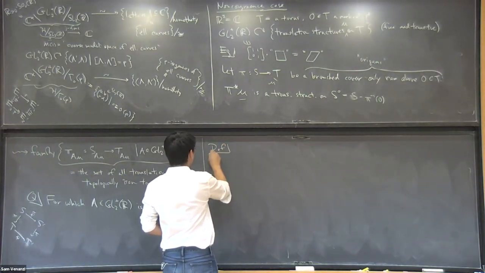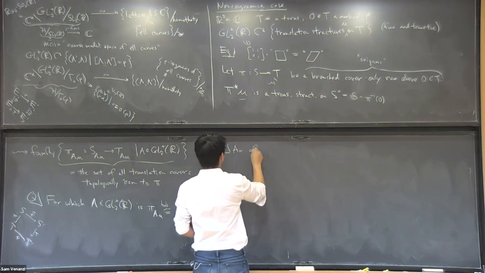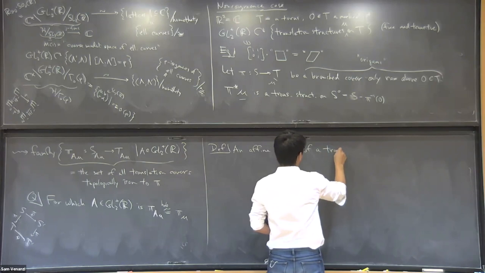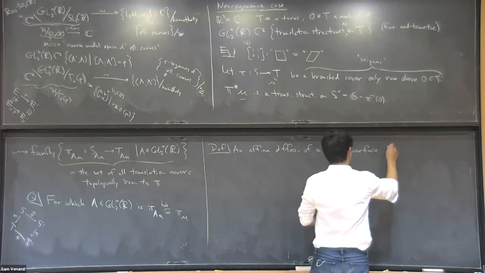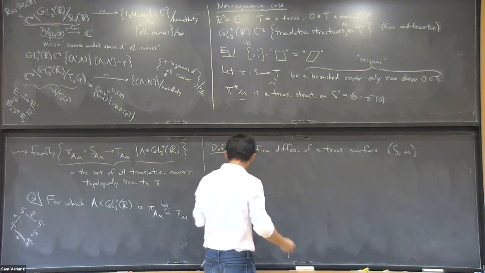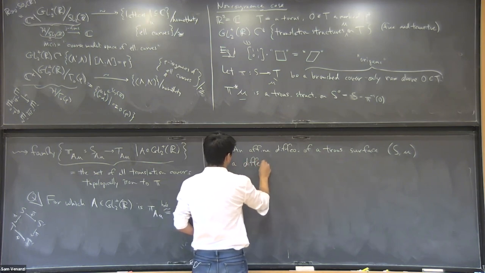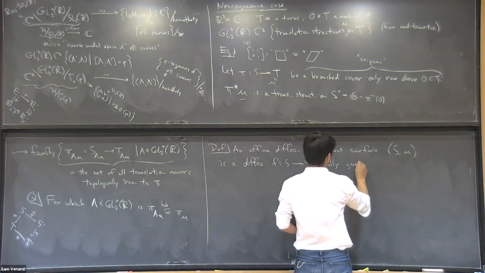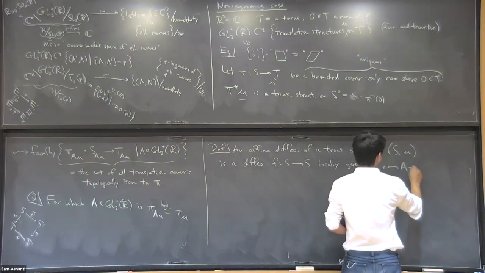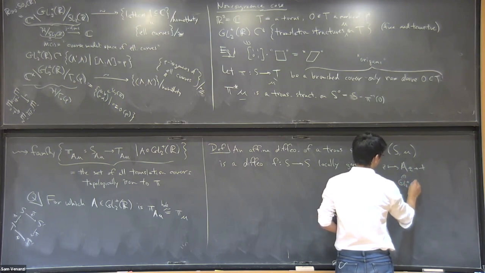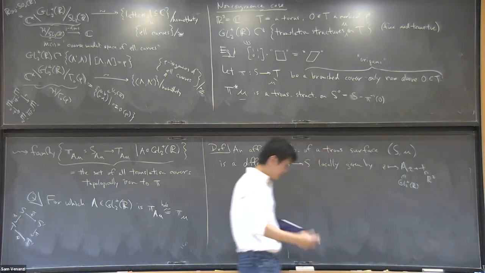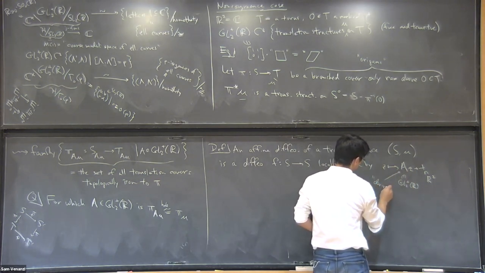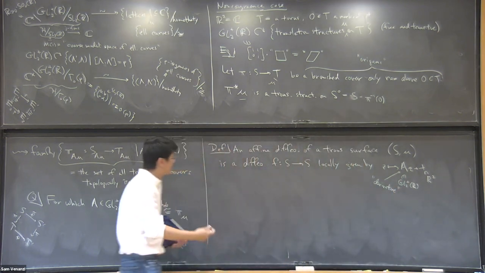To answer this question, you have to introduce some additional notion of an affine diffeomorphism. An affine diffeomorphism of a translation surface S comma mu, where S is a surface and mu is a translation structure, is a diffeomorphism F from S to S locally given by affine maps in R squared. So locally given by z maps to Az plus T, where A is in GL2 plus R and T is in R squared. So it's locally basically given by affine self-maps of R squared. And this A is called the derivative of the affine diffeomorphism, for obvious reasons.